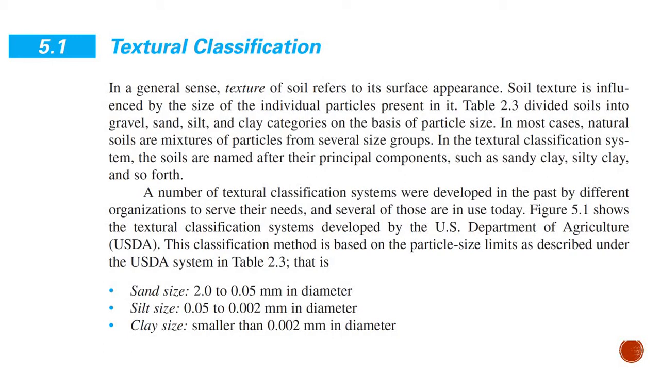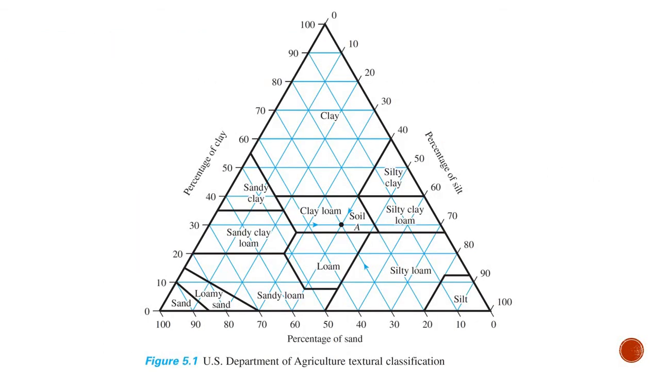So under the USDA, the US Department of Agriculture, we use the textural classification chart. Notice that on the x-axis you have the percentage of sand, and on this side you have the percentage of silt, and on this side you have the percentage of clay. All we have to do is plot the percentages of sand, silt, and clay, and where they intersect, you can see the different textural classifications: clay, sandy clay, clay loam, silty clay loam, and the others. This is the chart used if we are classifying soil based on its texture.